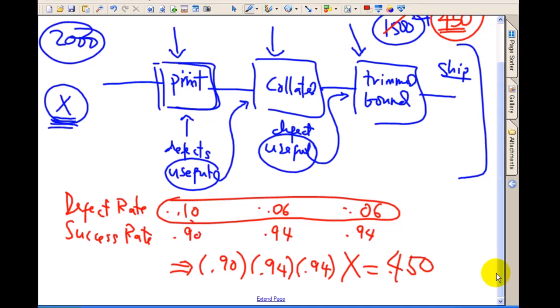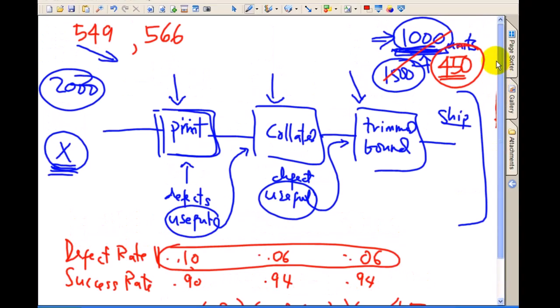Let me ask the class. Which is the right approach? This approach or the approach that uses the defect rate multiplied by 450? Remember, you cannot have both, because it gives you two different answers. Only one of the answers above is correct. 542.